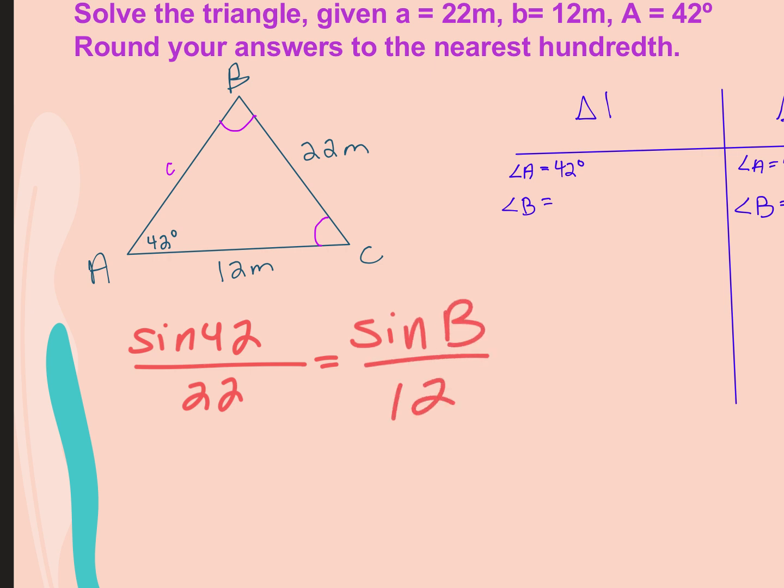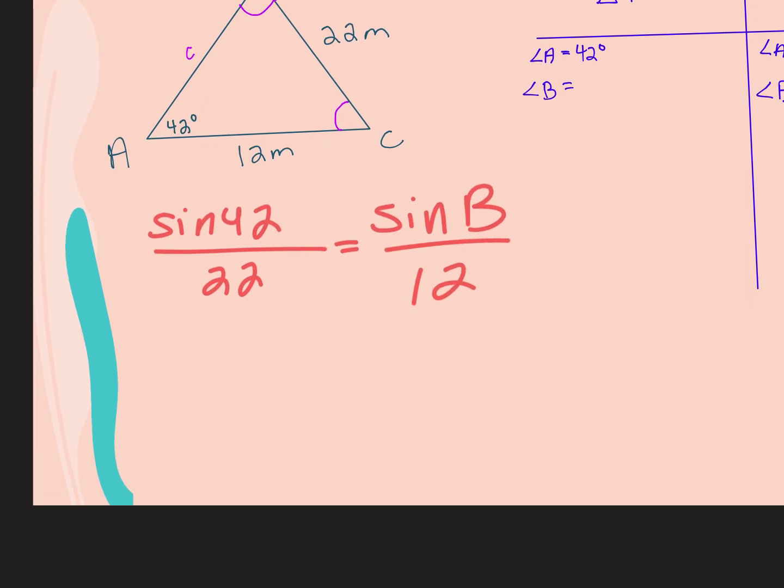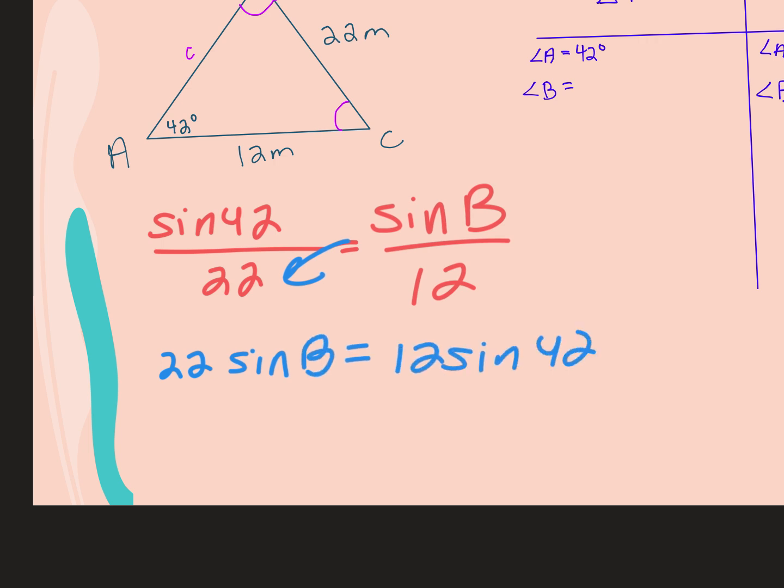Now, guys, think about this for a second. When we find this answer, when we find the sine of B, are you finding the angle measure of B? No, you're finding the sine of the angle. So then how do you undo the sine? Second sine. You want that sine -1. It's in your calculator. So let's go ahead and solve, right? So I have 22 times the sine of B equals 12 times the sine of 42, correct?